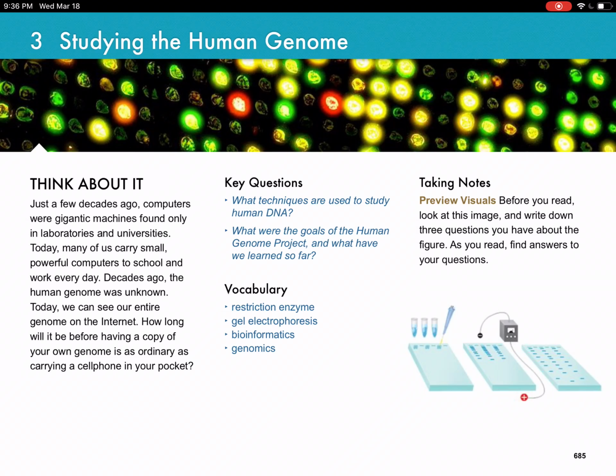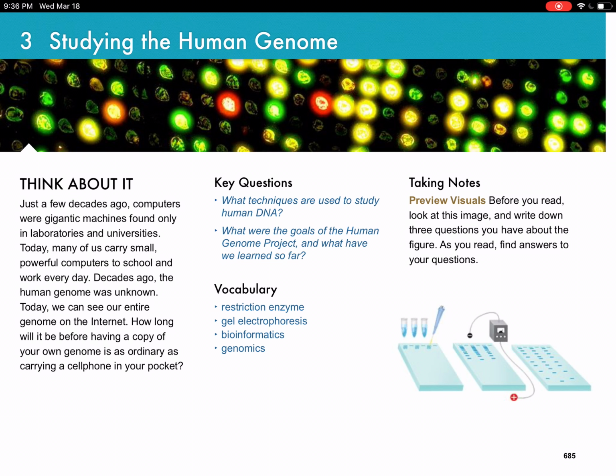Chapter 14, Section 3, Studying the Human Genome. Our key questions for this section: what techniques are used to study human DNA? What were the goals of the Human Genome Project, and what have we learned so far?